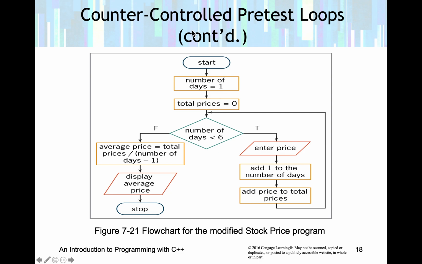I'm going to check to see if number of days is less than 6. Right now it's a 1, so it is less than 6. We go to the right, the true path. We ask the user to enter the price. We increase the number of days by 1, so now we're at day 2, and we accumulate price. Go back up. Number of days is a 2. Is 2 less than 6? Yes. Go to the right, enter the price, increase the days to 3. Accumulate price. Go back up. Is number of days, which is 3 now, less than 6? It is.